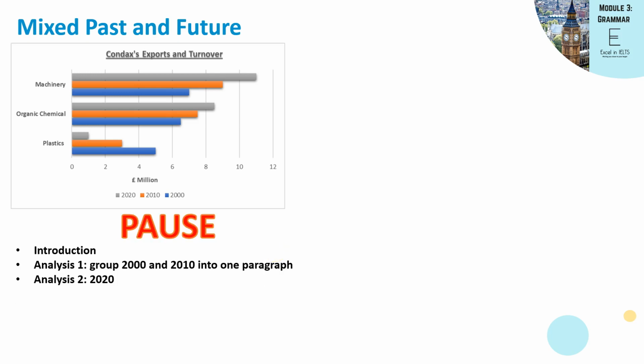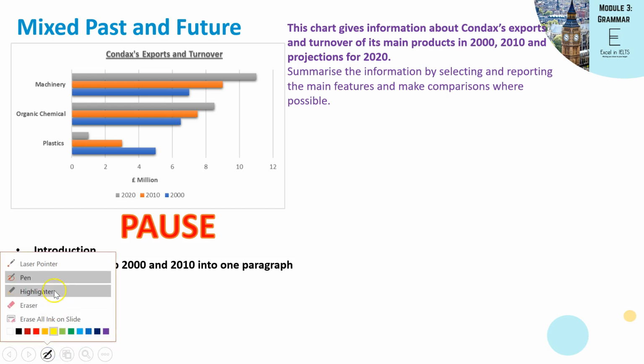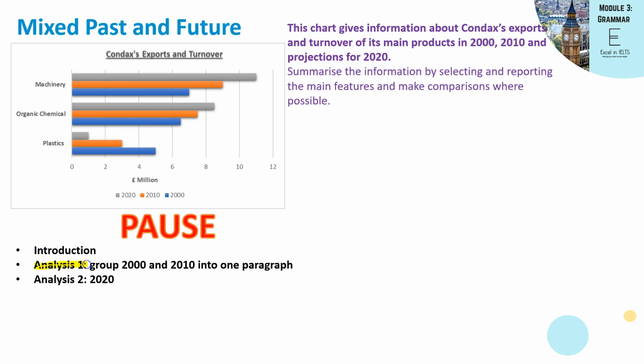Pause here and write the introduction for me, as well as 2 paragraphs. So in your second paragraph, let me choose the highlighter. In your second paragraph, you're grouping 2000 and 2010 together. So you're grouping these 2 together. And then in your third paragraph, you are writing about 2020 separately.